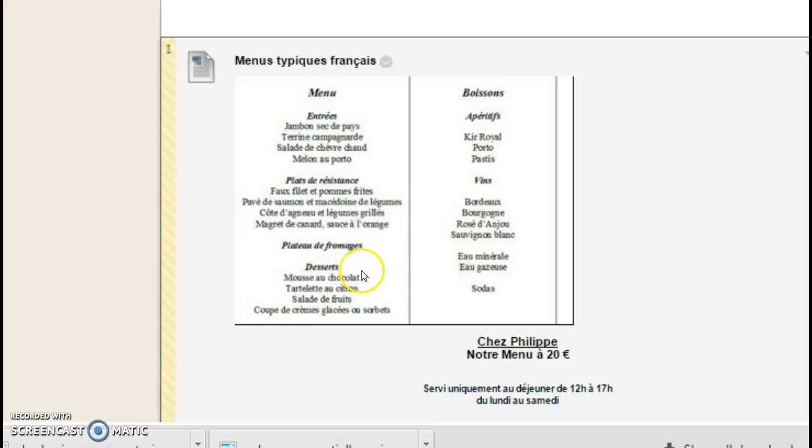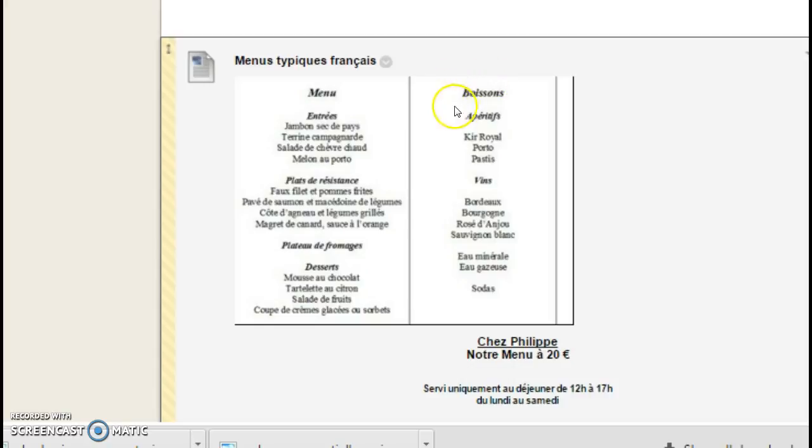Et dessert. Mousse au chocolat. Tartelette au citron. Alors, tartelette, it's a small little pie, individual pie, lemon pie. Salade de fruits, very common, fruit salad. Coupe de crème glacée. Alors, crème glacée ou glace are ice cream, and sorbet is for sherbet.